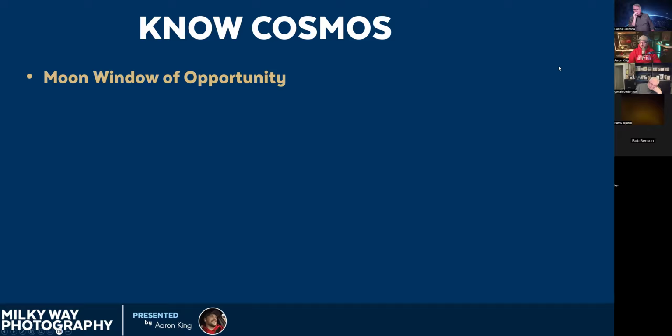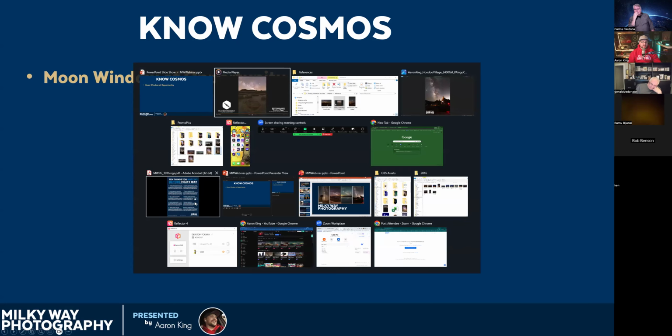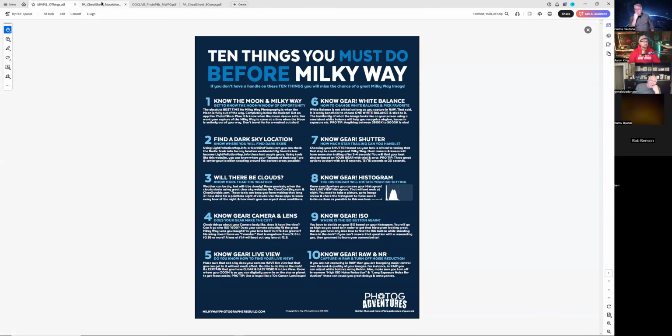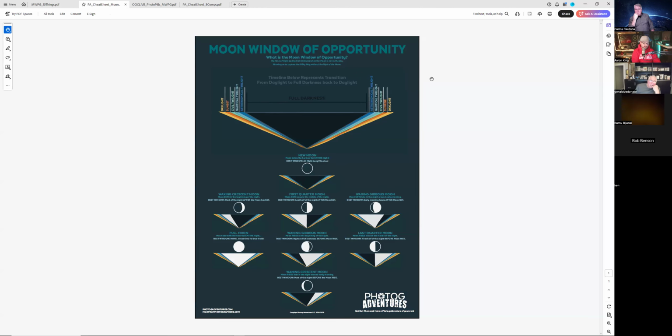Now, we talked in the email. I sent you a PDF that shows the moon window of opportunity. Let's go into that real quick. So here were the 10 things you must do before Milky Way. Know the moon, know the Milky Way. I've talked about that so far, and we're going to continue through these points as we go through today's lesson. So let's go ahead and come out of this and click on that, and let's go over to the moon window of opportunities tip sheet.